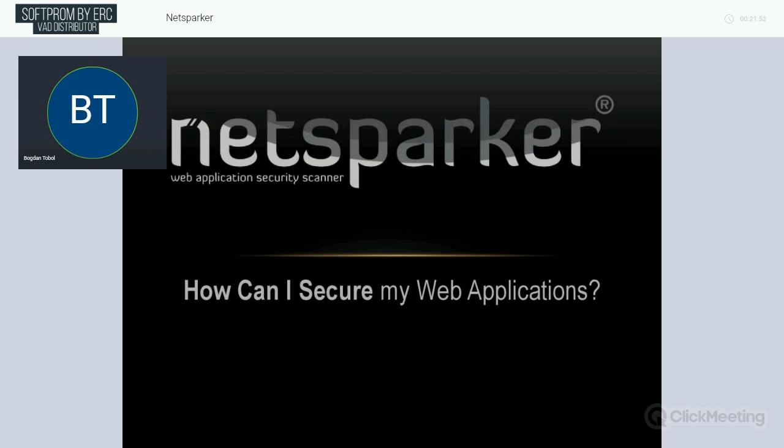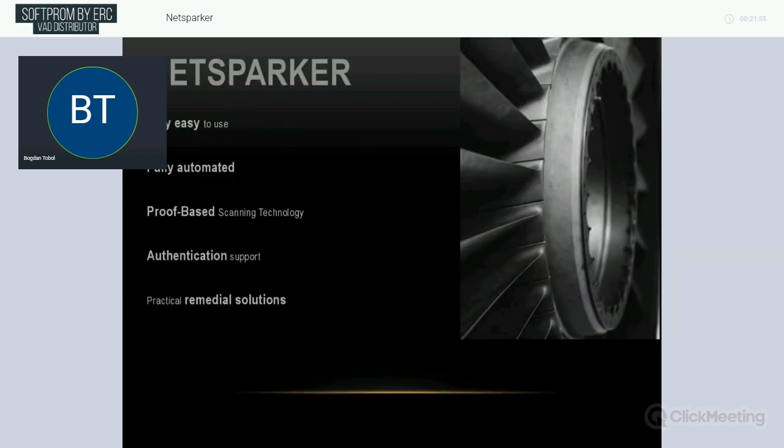So how can we secure your web application? It's very easy. Netsparker is a product, a kind of software and cloud system, which is very easy to use. That's because it was created, when Netsparker was established in 2006, by a team of real ethical hackers, and they created a product which should be fully automated to save time on routine jobs instead of doing a lot of manual work. Netsparker is a unique product because of using proof-based scanning technology.